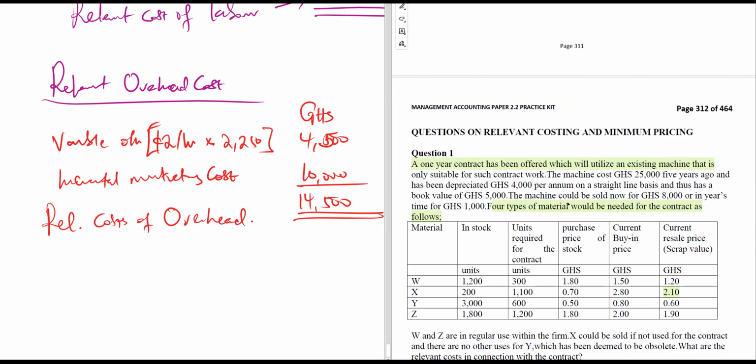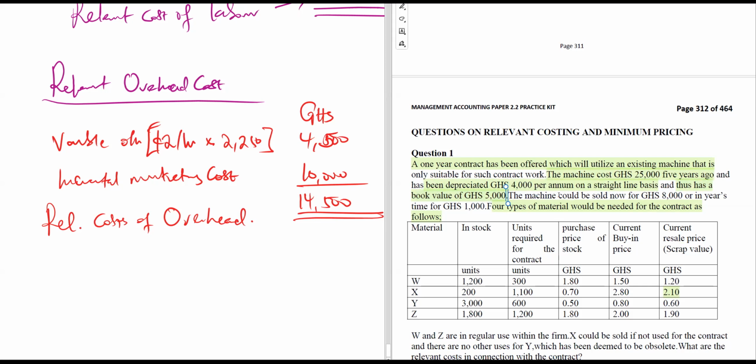Now let's look at the relevant cost of the machine. They said the machine cost 25,000 5 years ago. Relevant or irrelevant? Irrelevant. Sunk cost. And has been depreciated by 4,000 per annum on straight line basis. Irrelevant. Depreciation is irrelevant, not cash flow. And that has a book value of 1,000. The book value is irrelevant, it's a sunk cost, so minus depreciation, right?